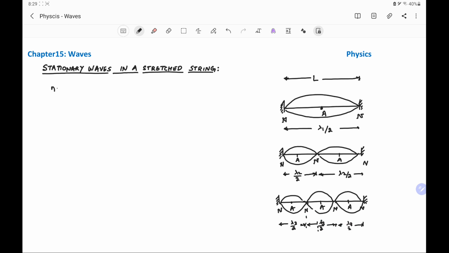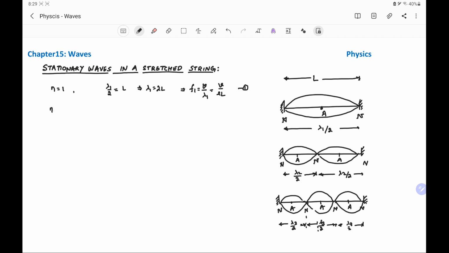So for n equal to 1, that means the number of loops in the oscillation is 1, we can write lambda 1 by 2 equal to L. This is the length of the string. So lambda 1 equal to 2L, and the frequency in the first case will be the velocity of the wave divided by the wavelength, that is lambda 1. So it will be V by 2L. This is equation number 1.